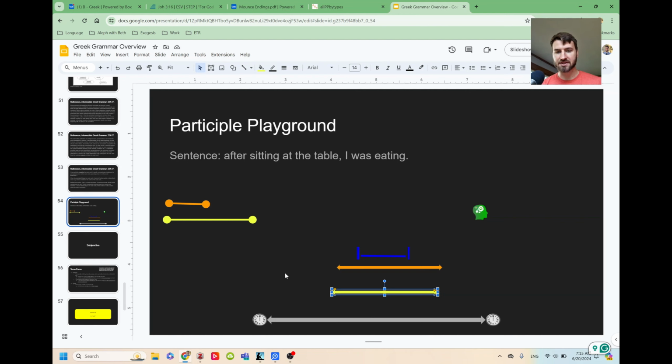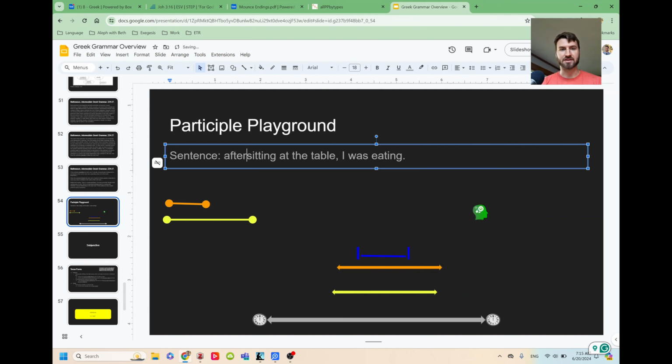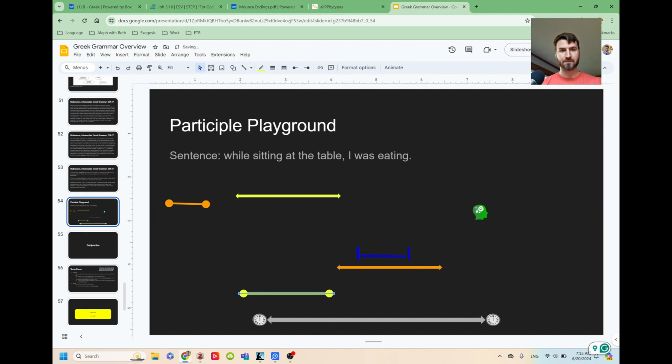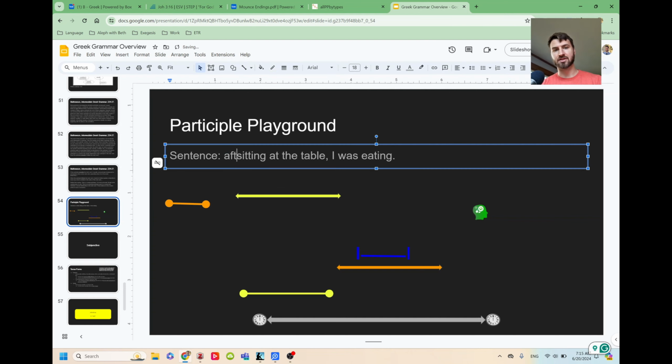So if I'm using a present participle, I'm using imperfective aspect, so the ongoing arrows. And so we would translate this as something like, while sitting at the table, I was eating. Where when we do the aorist, it's more of a sequence. And so we would translate this as, often, after sitting at the table, I was eating. So it's emphasizing first I did this, and then this happened.